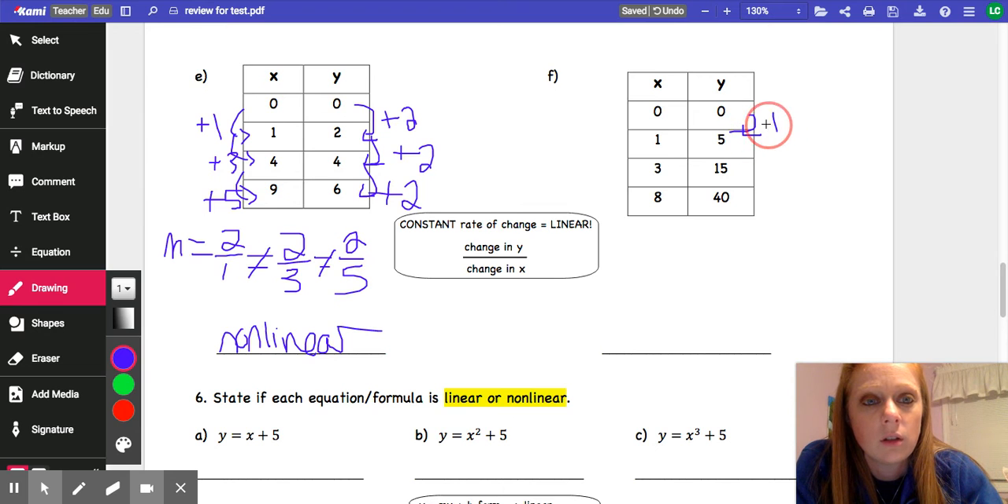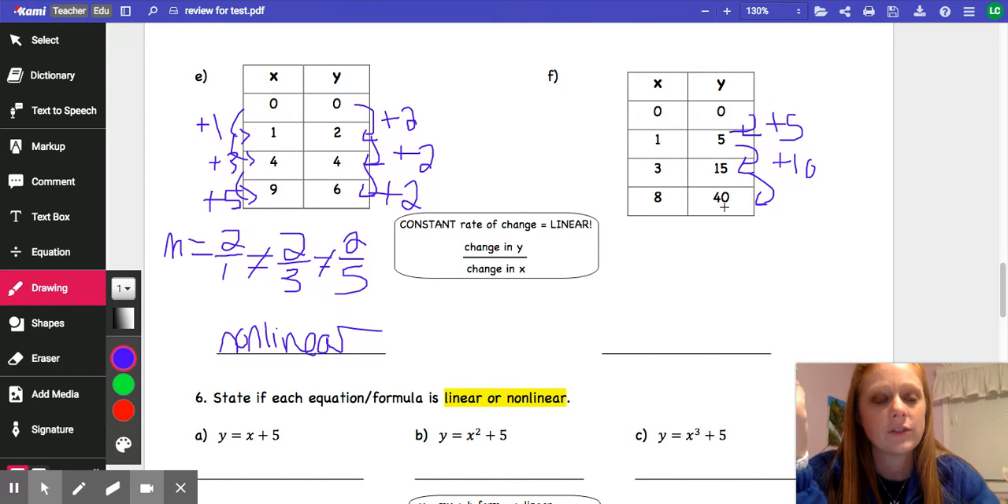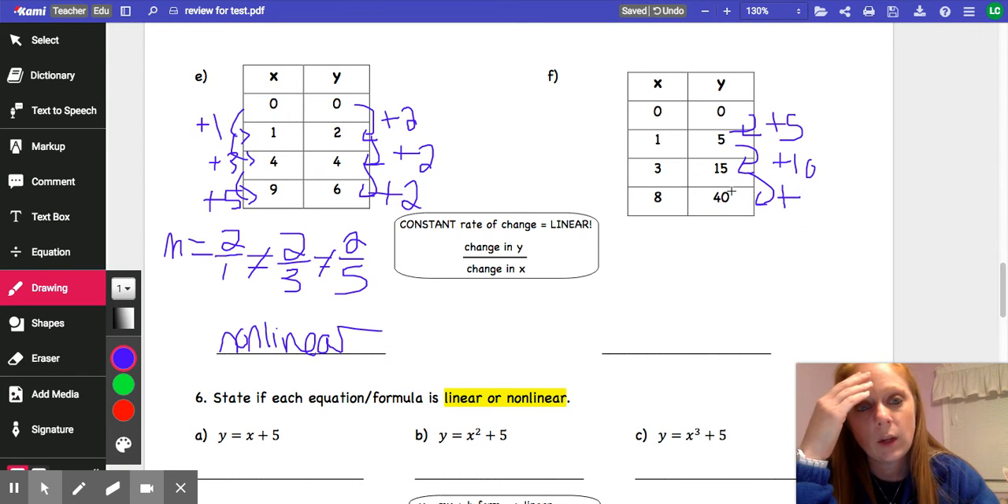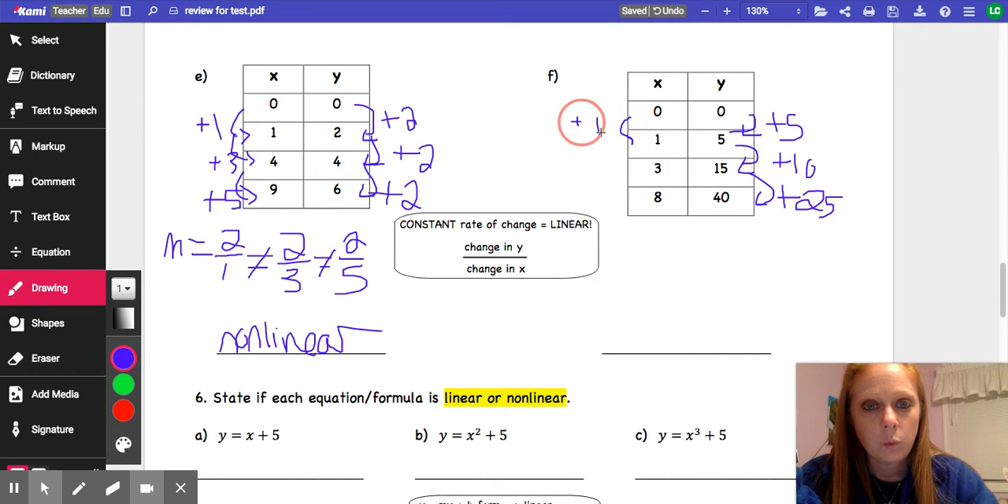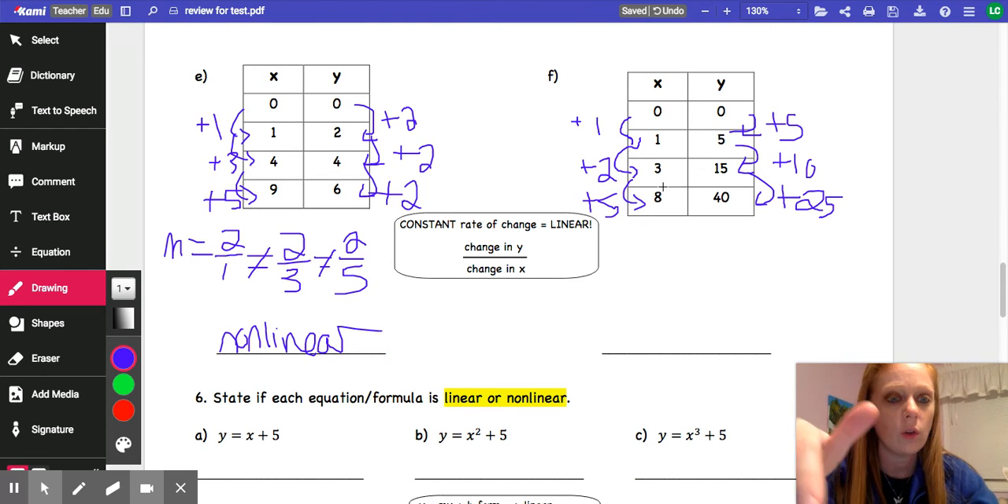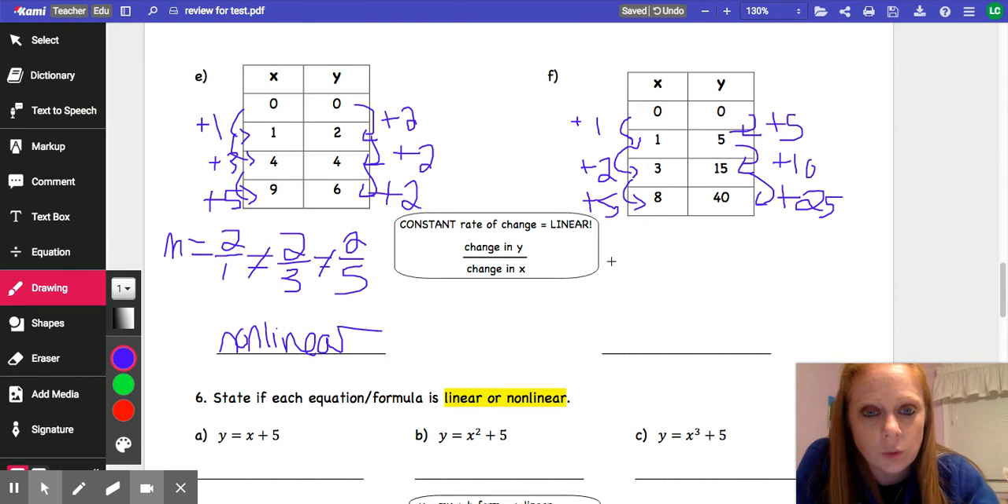This table, my y's are going up by 5, then 10, and then let's see, 15 to 40. I could do 40 minus 15 to figure it out, and it would be 25. Let me check it. 15 plus 25 is 40. Yeah. So this doesn't look constant. But let's look at our x's. Up by 1. Up by 2. Up by 5. Okay, so those are changing, also not following a pattern. So let's really look at this one.